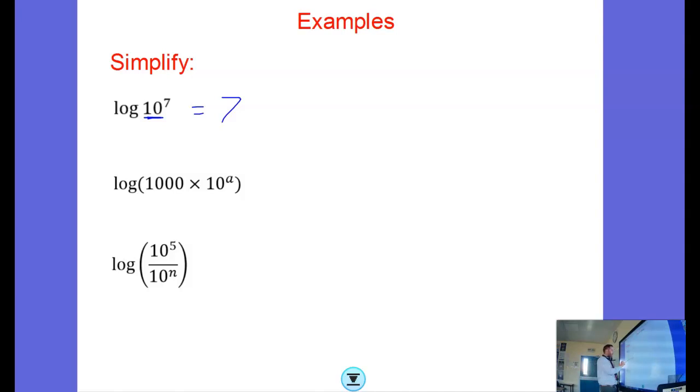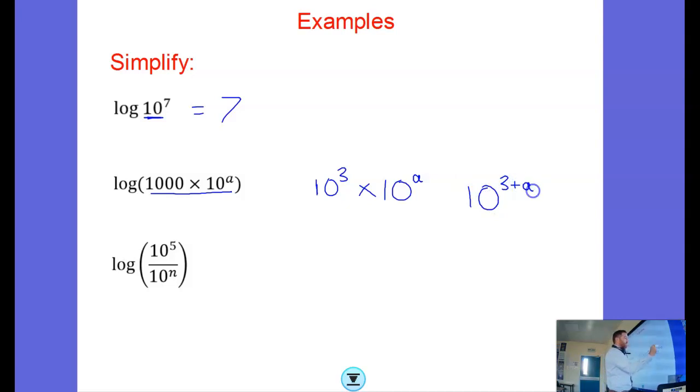Let's have a look at this one. We've got to consider the rules of indices, or the rules of exponents, or the rules of powers. 1,000, we can rewrite that as 10 to the power 3. Multiply that by 10 to the power of a. Well, when I multiply powers, I add them together. So this is 10 to the power of 3 plus a.